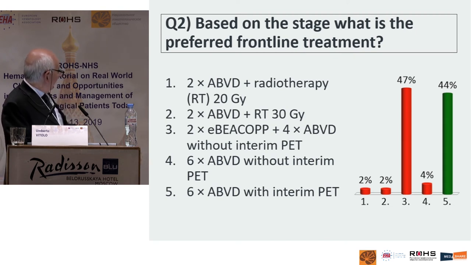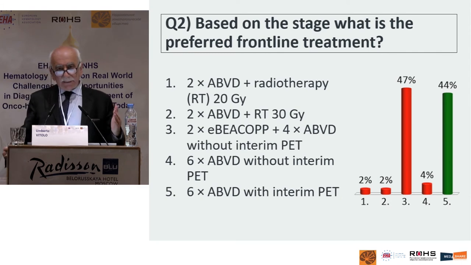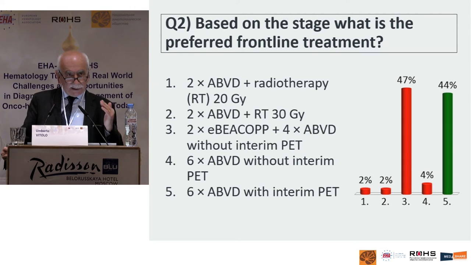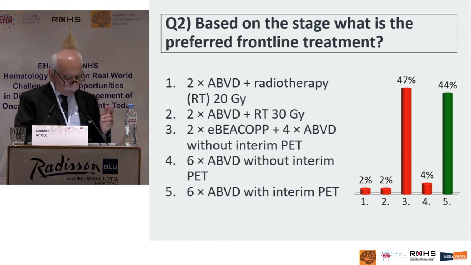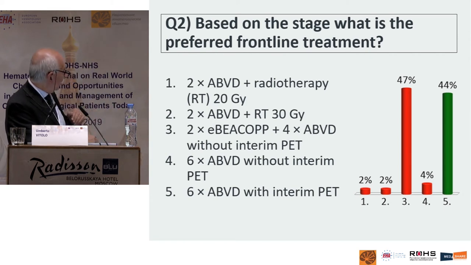Okay, number three and number five, almost 50-50, and we have chosen number five. If you want to give escalated BEACOPP and then de-escalate the treatment to ABVD, you have to give interim PET in this patient, because you can safely de-escalate the treatment only in a PET-negative patient. So you can't give this option without interim PET. If you want to apply this option, you have to choose your strategy based on interim PET.